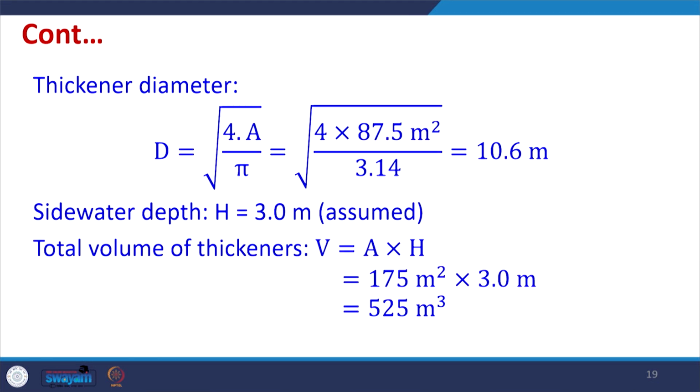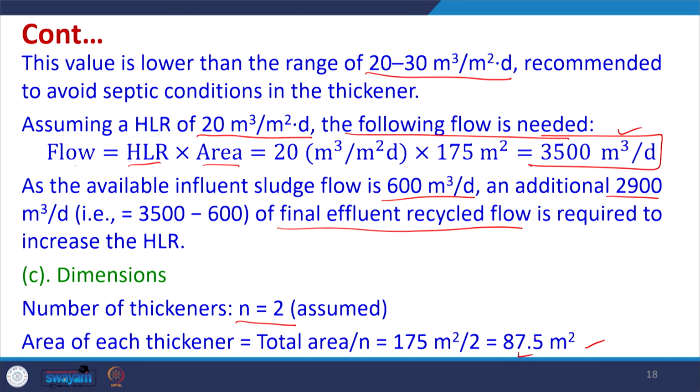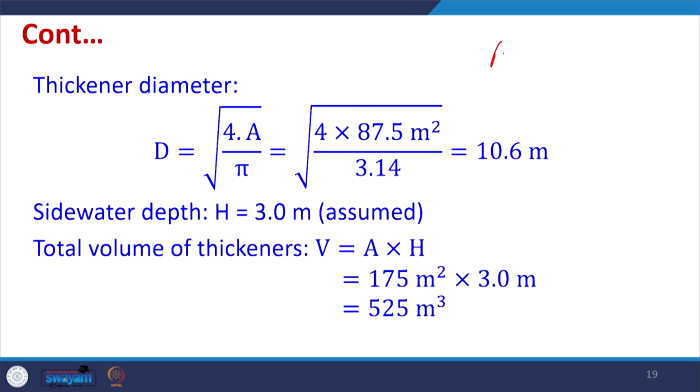Now, let us calculate the thickener diameter. The thickener diameter can be calculated depending upon the area, which is 87.5. We are assuming the area is equal to pi D square by 4. Using this formula, D is equal to square root of 4A by pi. So, the diameter of the gravity thickener comes out to 10.6 meter. Now, the side water depth we have to calculate.